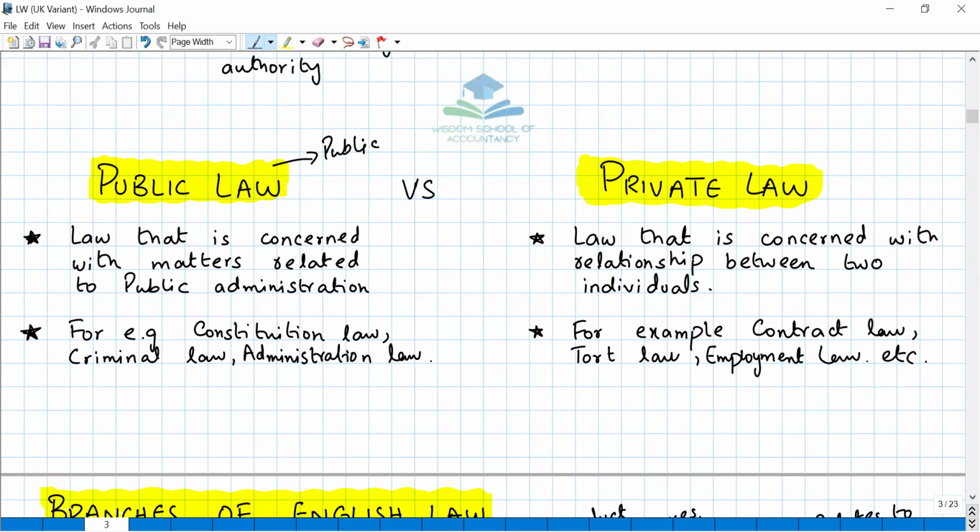Tort law. The word tort basically means civil wrong. For example, if someone is walking on a road and you hit him, that is a civil wrong. If your neighbor is playing music loudly and it's affecting you, that is a civil wrong. That is known as tort law. In tort law, the parties concerned are the innocent party and the other party that has committed the tort or civil wrong. Similarly, employment law is concerned with the relationship between employee and employer. Such types of law, concerned with matters between two individuals, are known as private law.